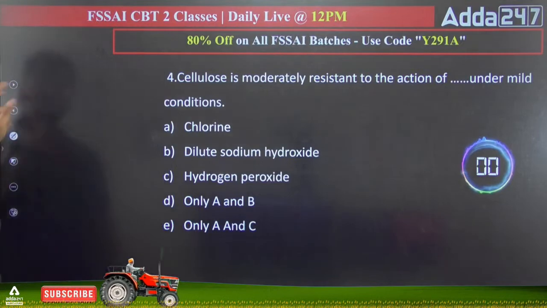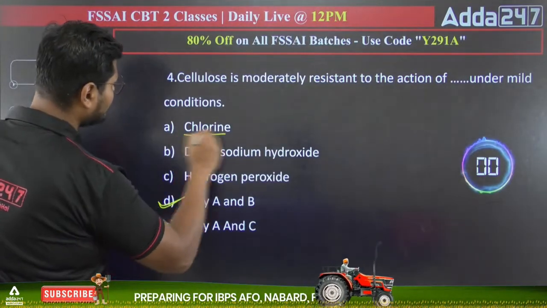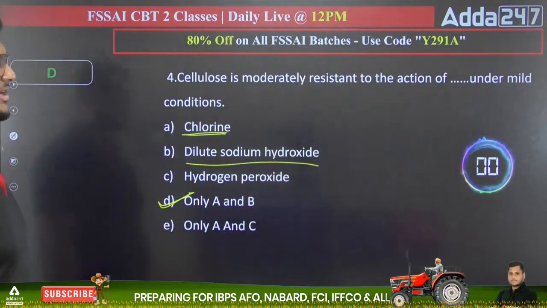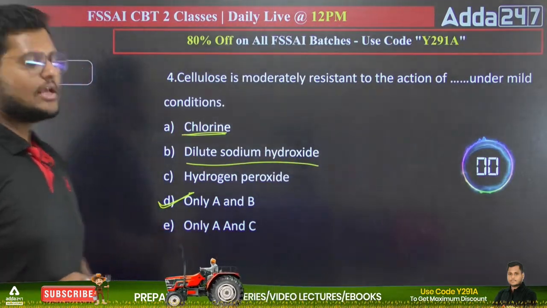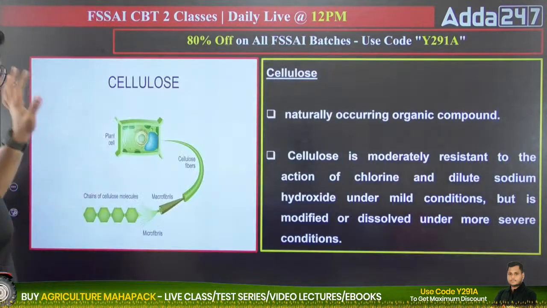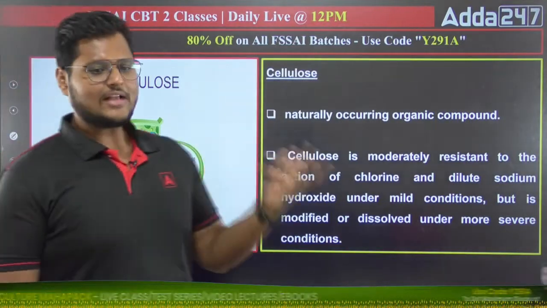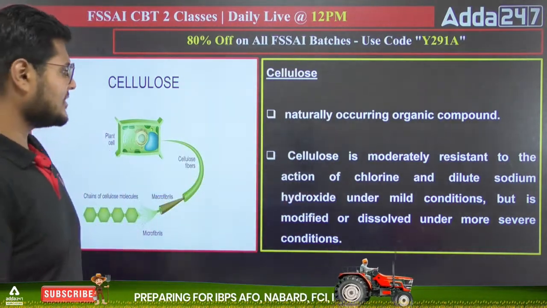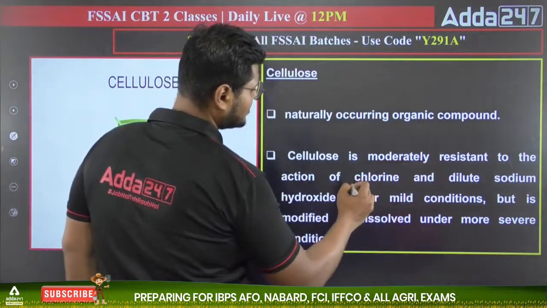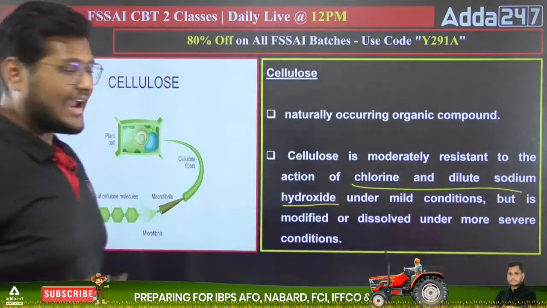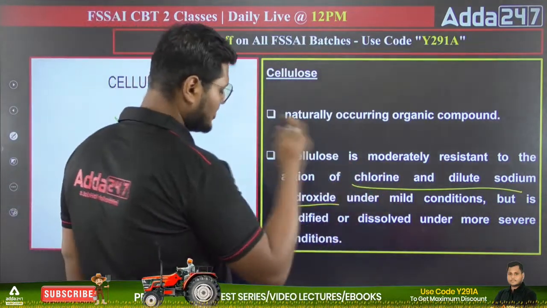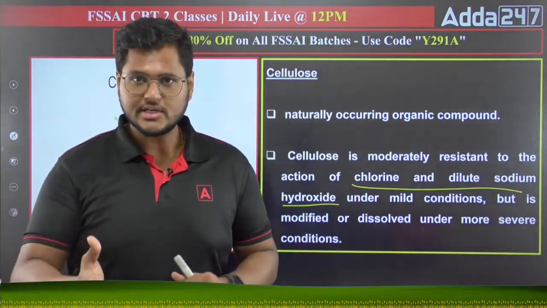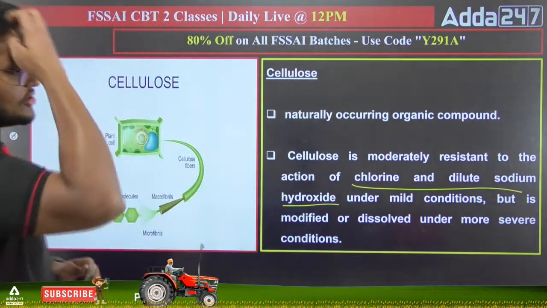So time is up and the answer here is D, that is only A and B. Cellulose is moderately resistant to chlorine as well as dilute sodium hydroxide, but it's not resistant to hydrogen peroxide. These are naturally occurring organic compounds, and cellulose is generally derived from plant materials. Cellulose is moderately resistant to chlorine and dilute sodium hydroxide under mild conditions, but it is modified or dissolved under more severe conditions. That means if chlorine and dilute sodium hydroxide are present in concentrated conditions, then the cellulose will not be resistant against those.